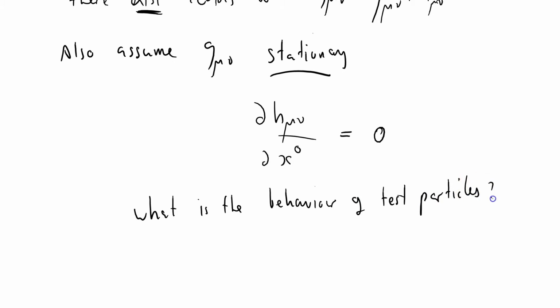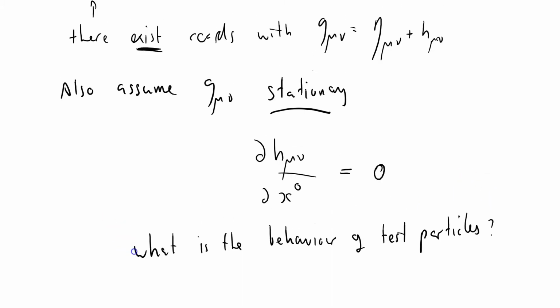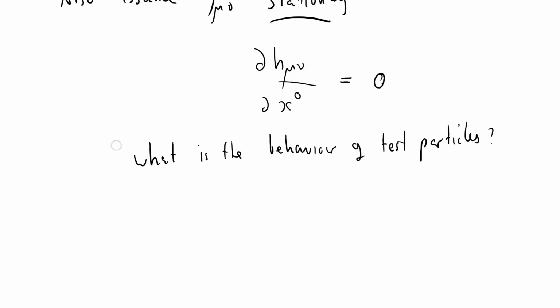What's the behaviour of test particles? Test particles are small enough not to affect the field and not to violate our assumptions here, either about the weak field or the stationarity of the field, I guess. Okay, well, let's start out with the geodesic equation.